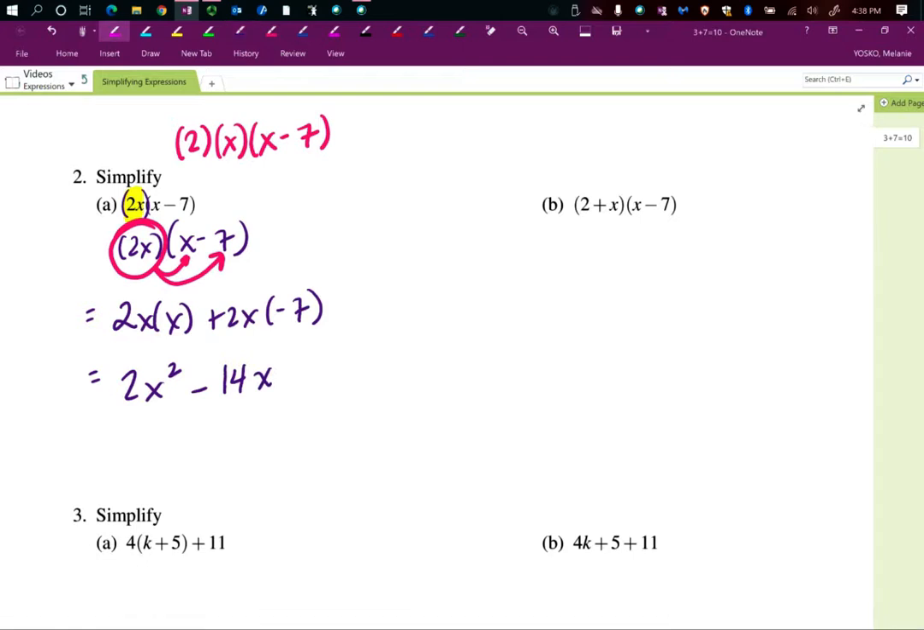The more comfortable you get with this, the faster you're going to go. You'll be able to look at this and just tell right away it's this. You don't have to do these intermediate steps, but for now I'm showing you just in case you need them.